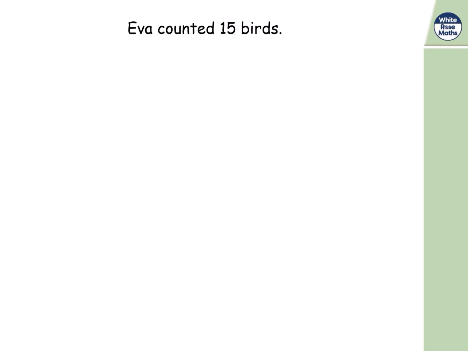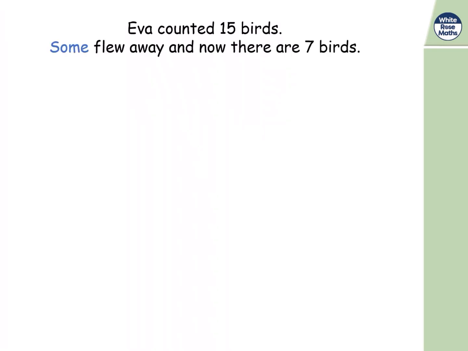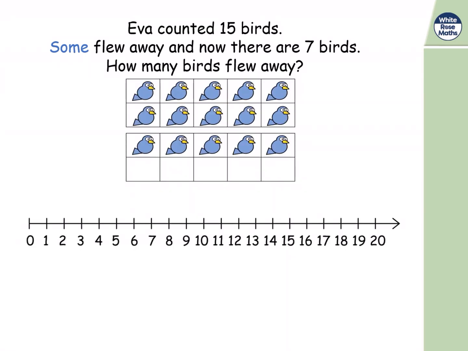Eva is in the garden, and she's counted 15 birds. Oh, some of the birds have flown away, and now there are only 7. How many birds flew away? Well, let's get our 15 birds in our 10 frame, and 15 on our number line. Pause the video here. What's our calculation going to be for this question? Well, we have 15 altogether, that's our whole, and we're subtracting something, we're not sure how many yet. And in the end, there are 7 birds remaining.